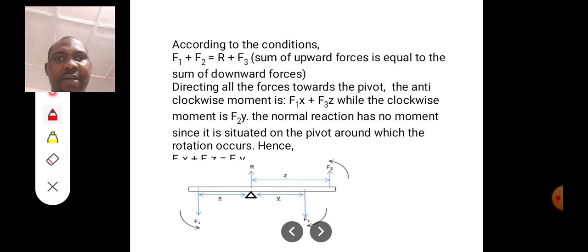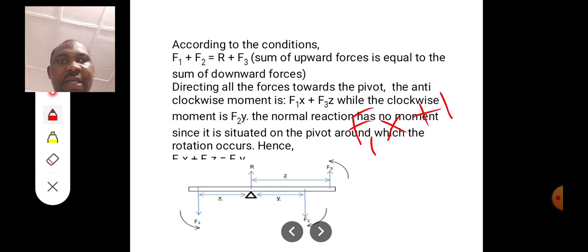Now that is very important. So that's exactly what we have here. According to the first condition, F1 plus F2 is equal to R plus F3. That means the sum of upward forces is equal to the sum of downward forces. Now, directing all forces towards the pivot, just like we have in the diagram, the anti-clockwise moment is F1x plus F3z, while the clockwise moment is F2y. The normal reaction has no moment since it is situated on the pivot around which the rotation occurs. So we have shown you the relationship, which is that F1x plus F3z will be equal to F2y.